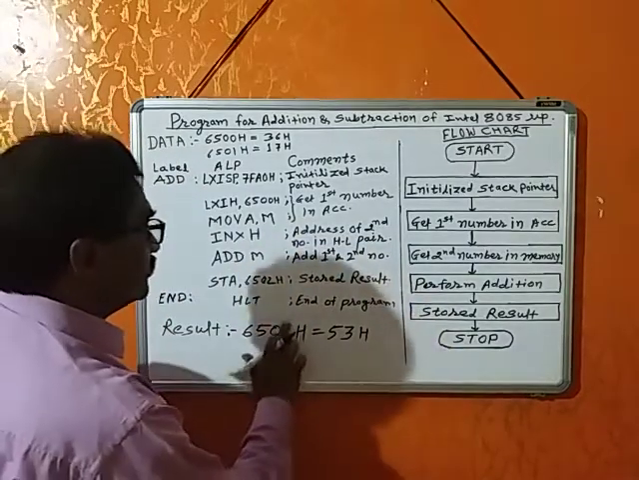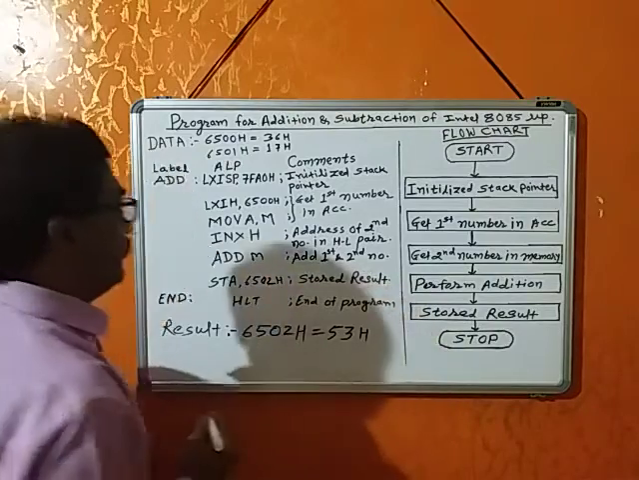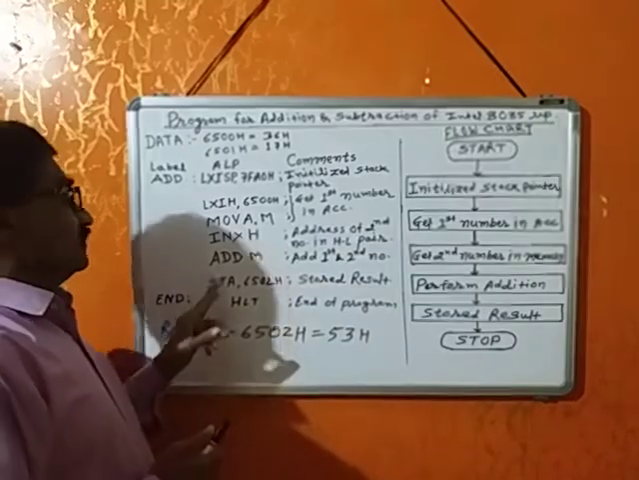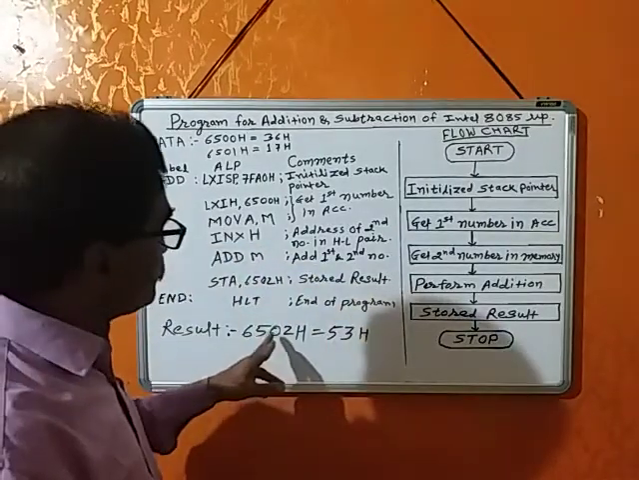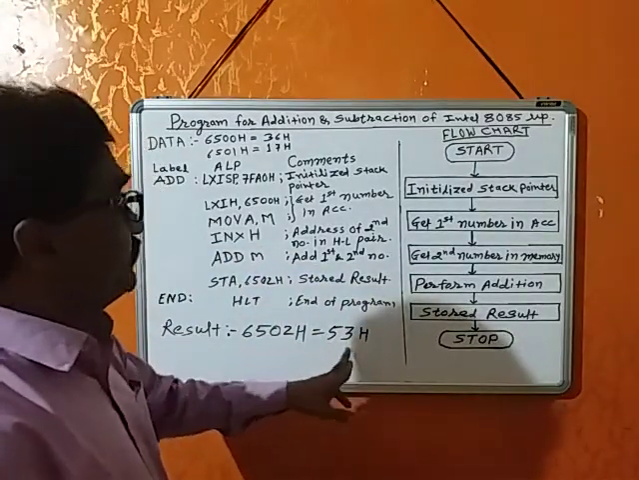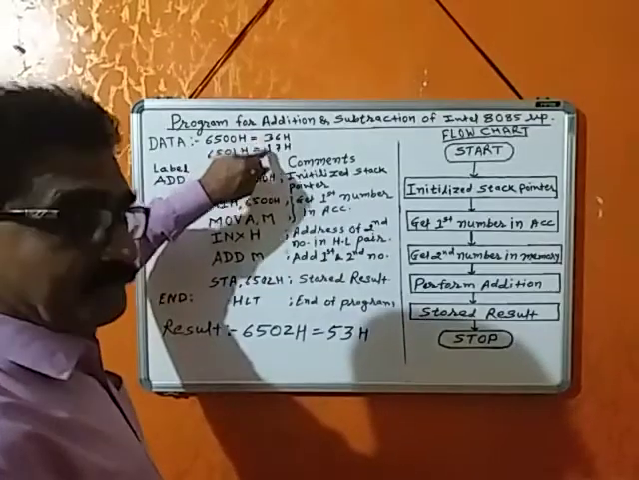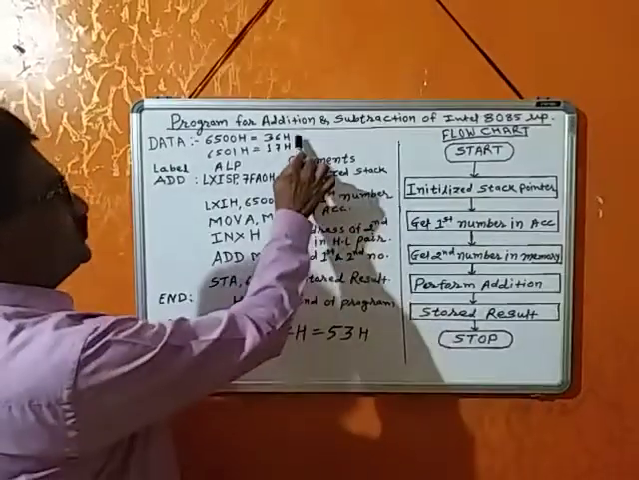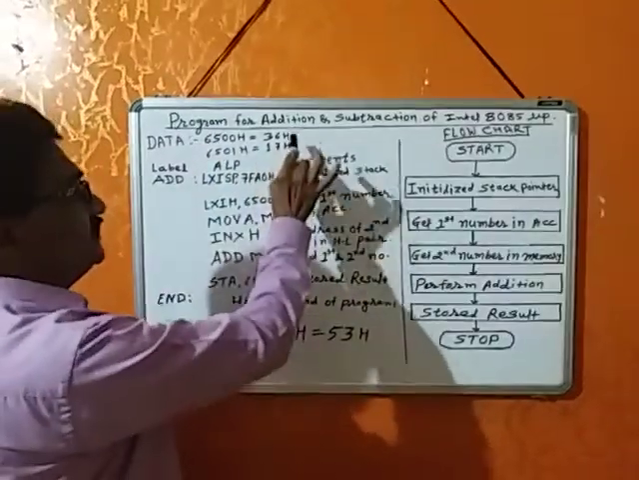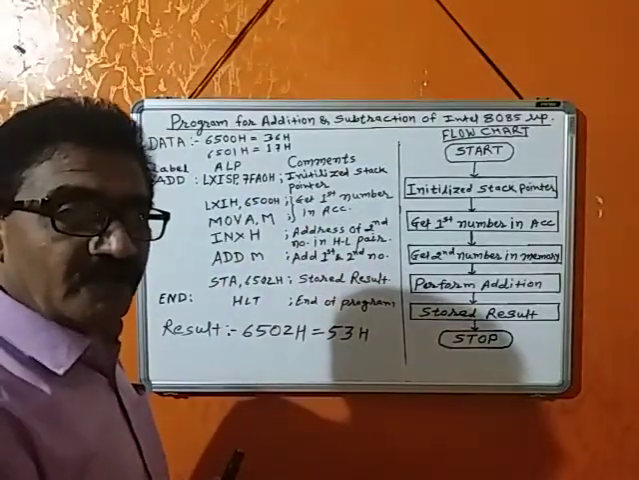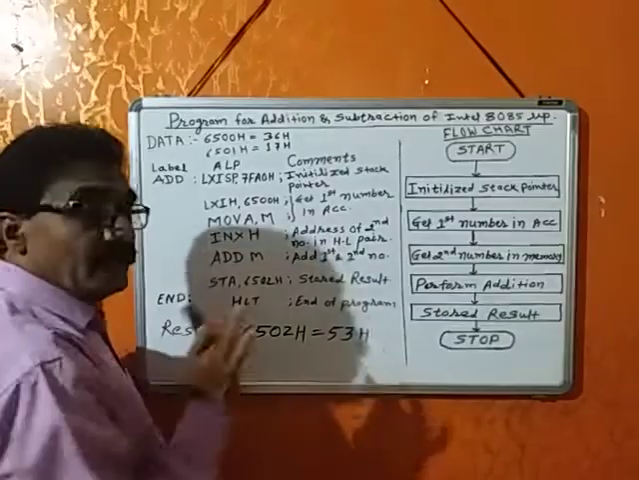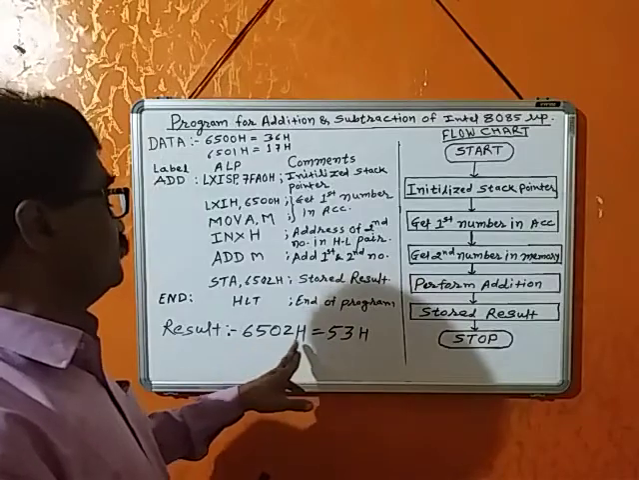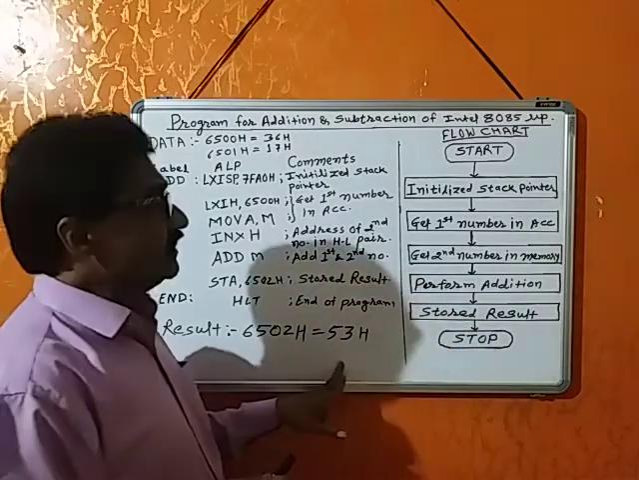Then end of program. Here the result is obtained and the result is available in 6502H, that is 53H. Means after adding 36H and 17H, here H is used for hexadecimal, means this is a hexadecimal number, and the result is also obtained in hexadecimal. This result is available in 6502H, that is 53H.